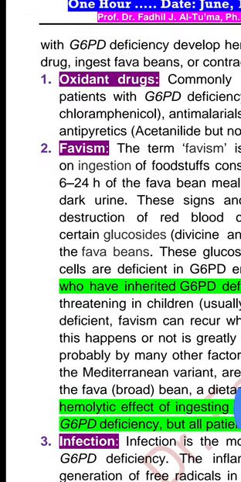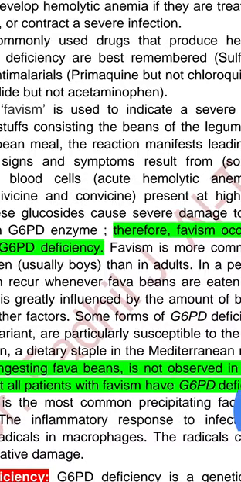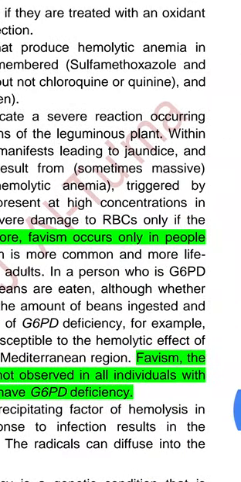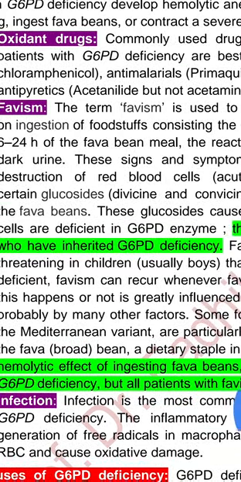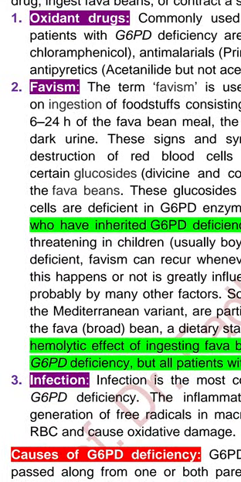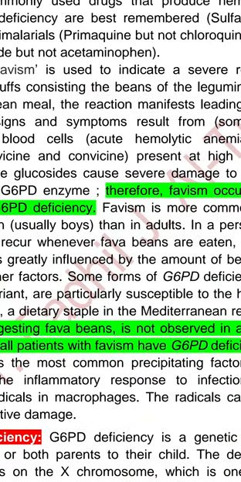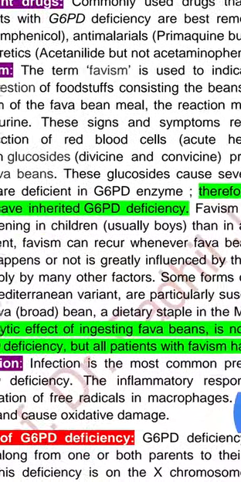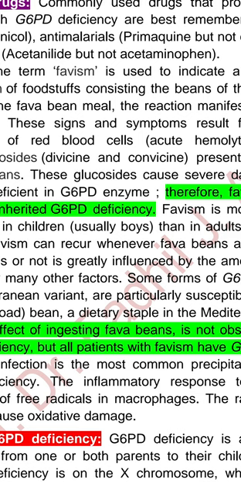في حالات الفافيزم, the term favism is used to indicate a severe reaction occurring on ingestion of foodstuff containing the beans of the، يعني هذه البقوليات in general، البقوليات ومنها الباقلة راح تنتج خلال فترة زمنية قصيرة قد تصل إلى 24 ساعة. يشوف الطفل اللي مصاب بالفافيزم قد يولد hemolytic anemia.